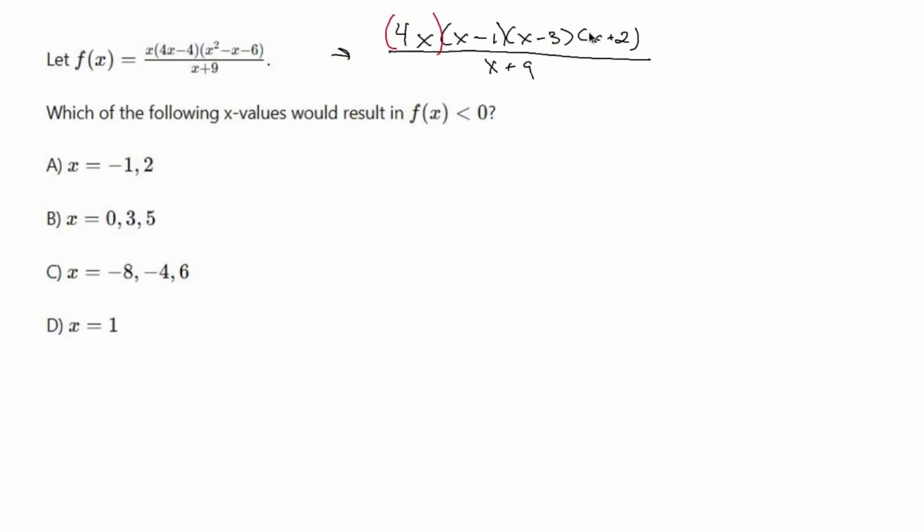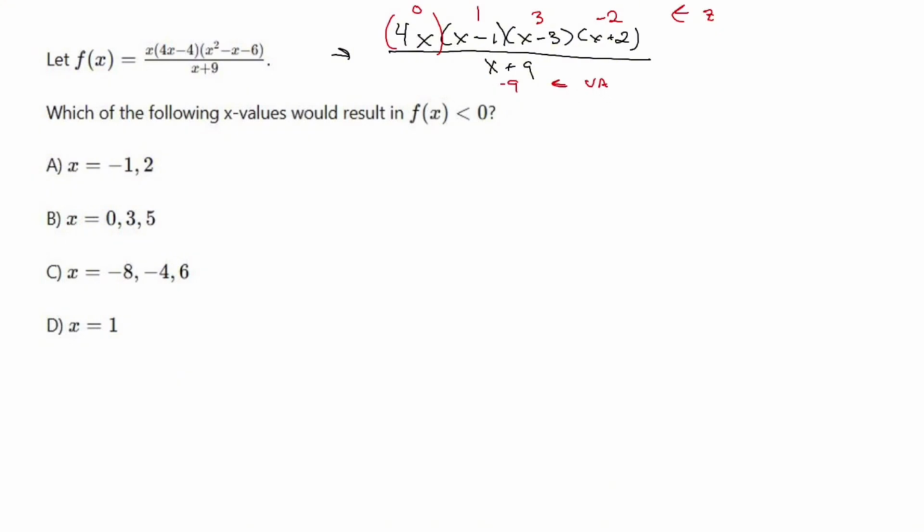The magic numbers are going to be the numbers that make each factor equal to 0. So your magic number is 0 because plugging in 0 would make that factor 0 and make the whole thing 0. Same thing with 1, same thing with 3, same thing with negative 2. The magic number down here is negative 9. None of these numbers repeat, which means the top ones are all zeros and the bottom one is a vertical asymptote.